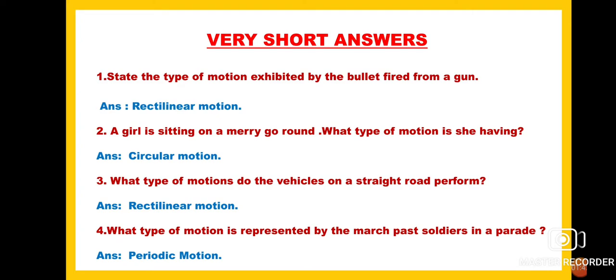Now number 4. What type of motion is represented by the march past of soldiers in a parade? In the march past of soldiers in a parade, you will always see that they are moving in a straight direction. So in that case they are having a rectilinear motion. And always you will find that when their hands and feet are moving, they are moving in a constant time period. So in this case, the type of motion represented by the march past of soldiers in a parade is periodic motion. All right.